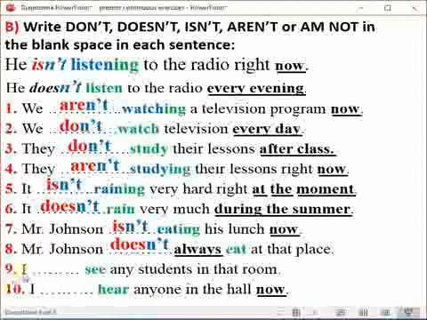He doesn't. So here we have the verb see. The verb see is a stative verb. We cannot conjugate see in the present continuous, so we are going to conjugate it in simple present negative form. So I don't see any student in the room.